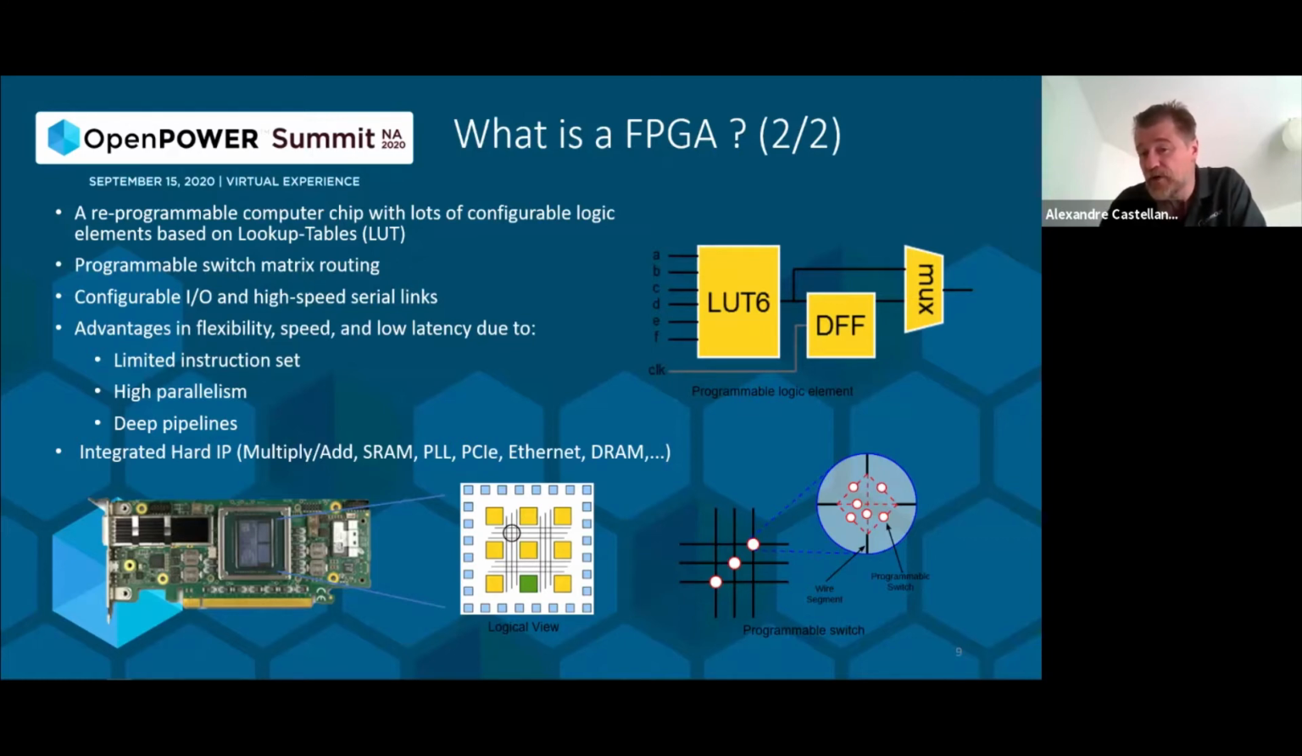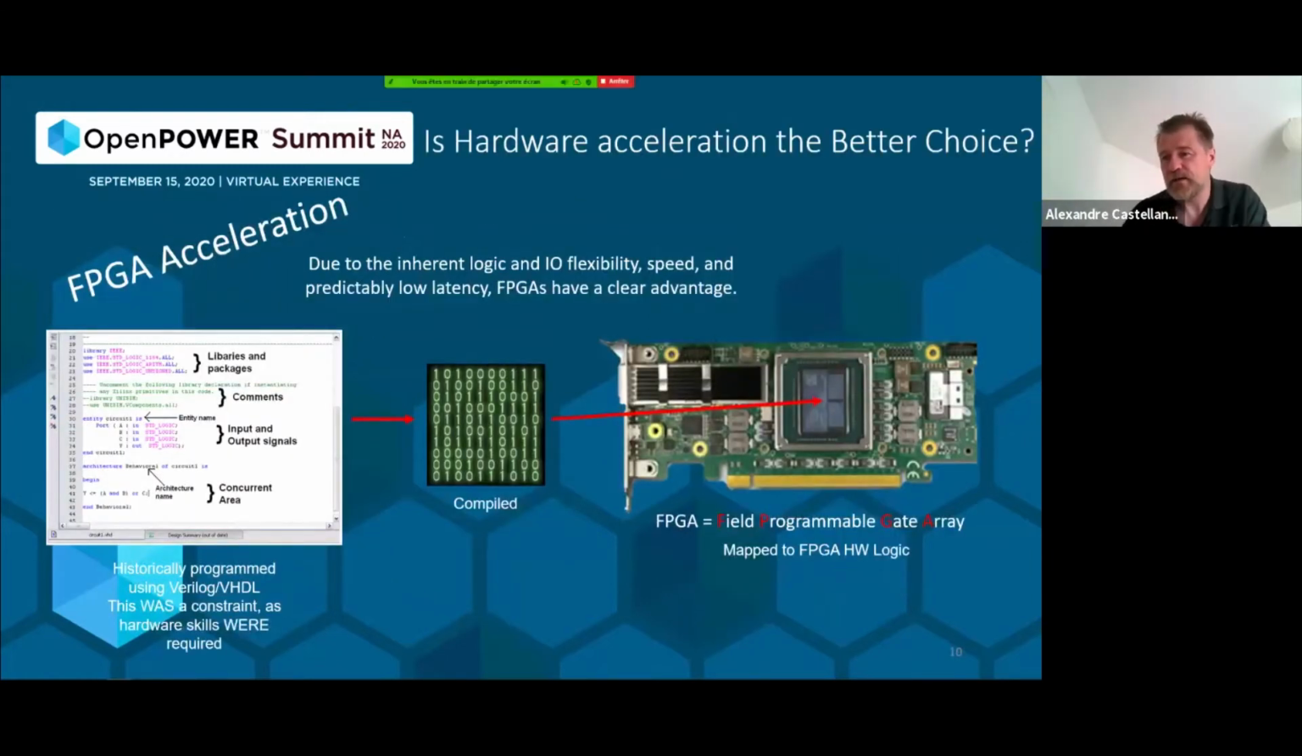You can create small functions that do a small job, and you can have many of them in parallel. It allows you to have very deep pipelines, so it can be very interesting in terms of, for example, compression or whatever. And you have integrated hard IPs, which simplify a lot the big functions like access to PCI connection, access to Ethernet, or access to memories. Historically, we have been using FPGAs by programming them in structured languages, which are named VHDL.